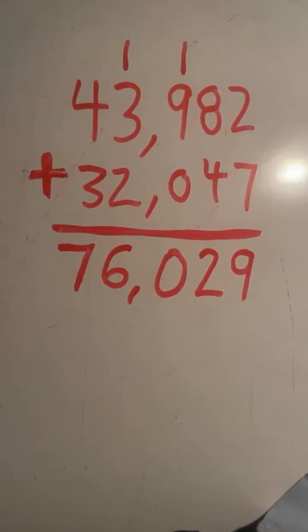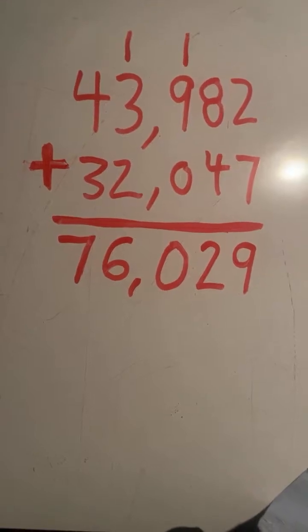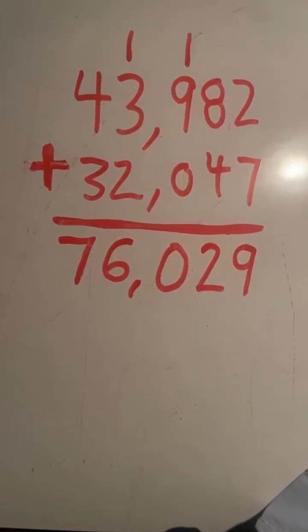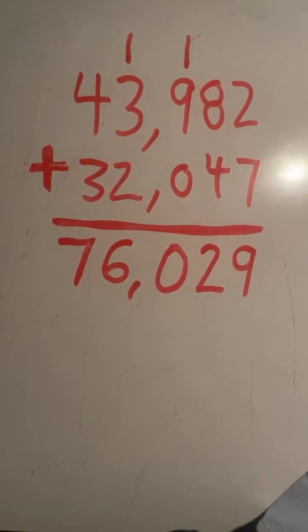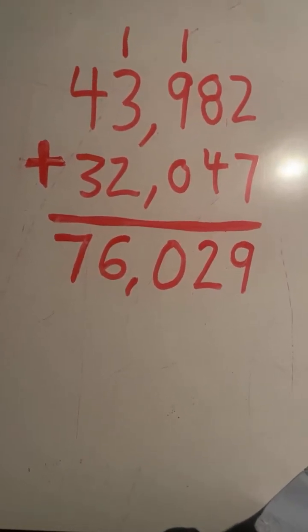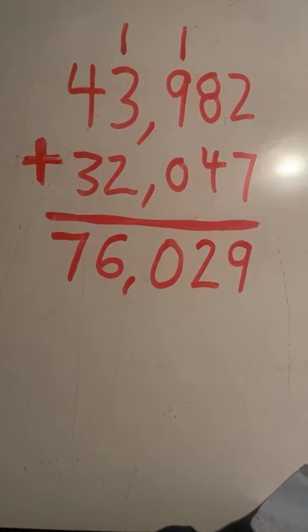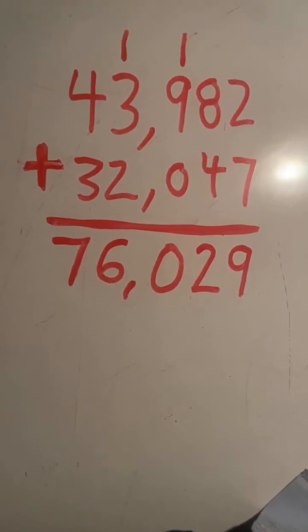And we have our final answer. 43,982 plus 32,047 equals 76,029.